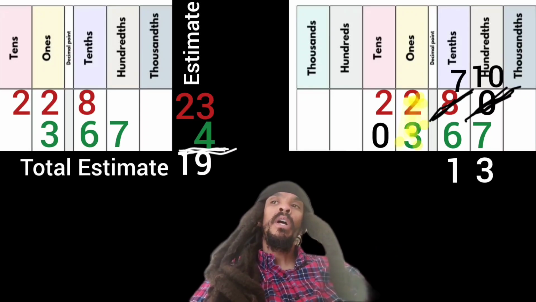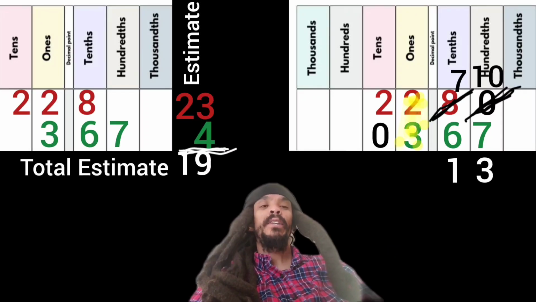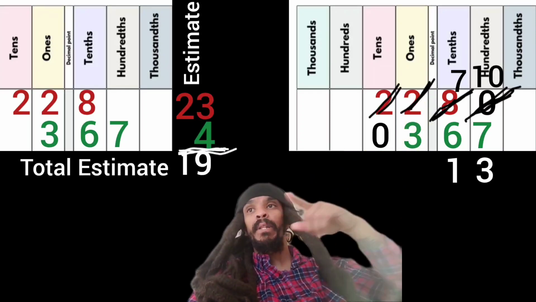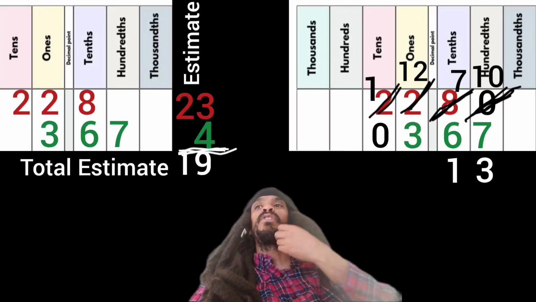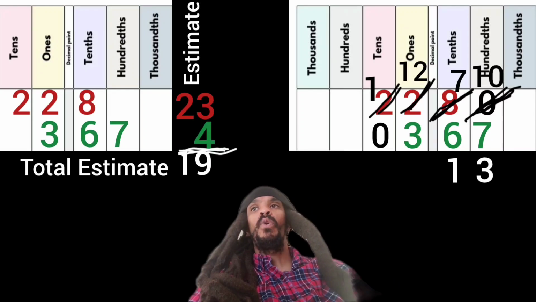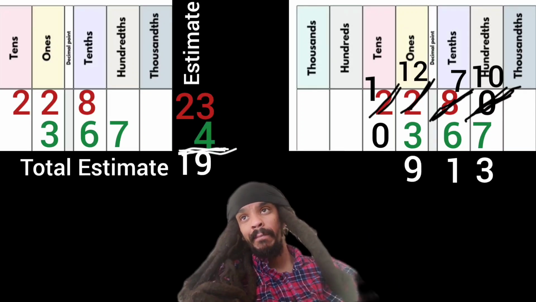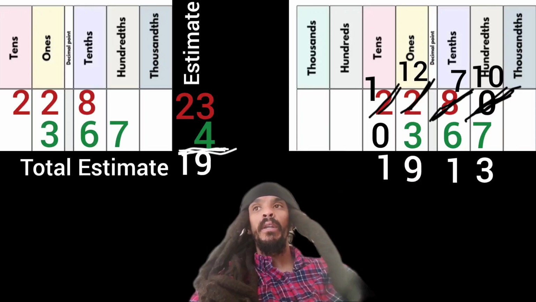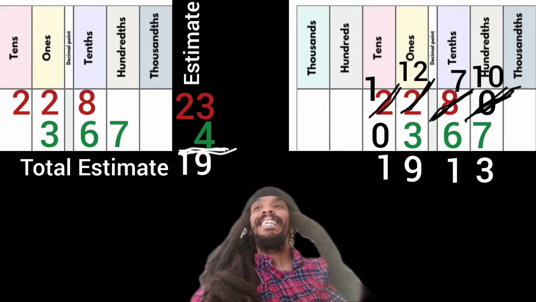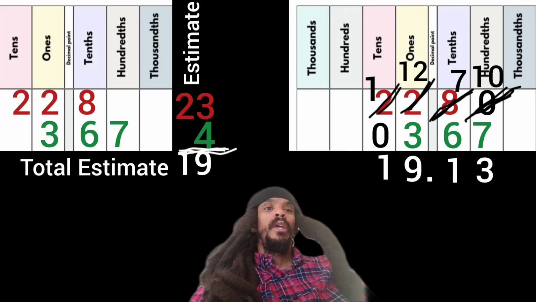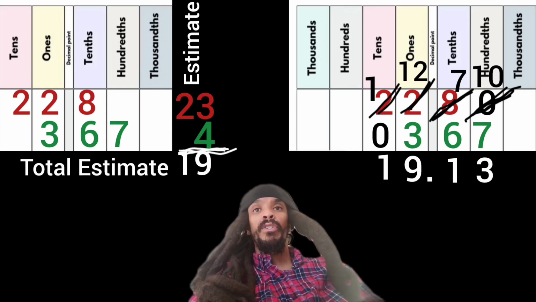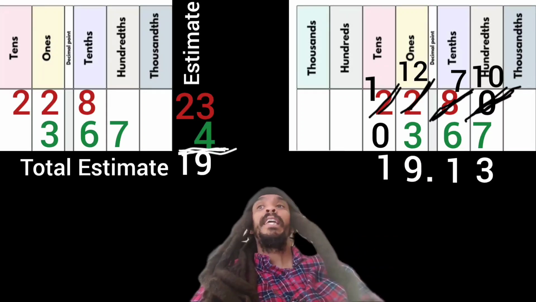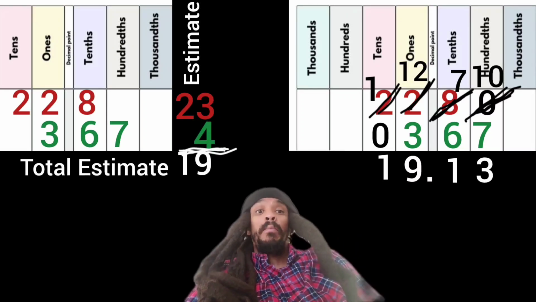Now, let's look at our ones place. Can we do 2 minus 3? No, we cannot. We have to borrow from our tens place. So now we have a 12 in our ones place. 12 minus 3 is 9. And that 1 in our tens place, 1 minus 0 is 1. So our answer is 19 and 13/100. Now let's check, because our original estimation was 19, and our answer is 19 and 13/100. That makes sense to me.